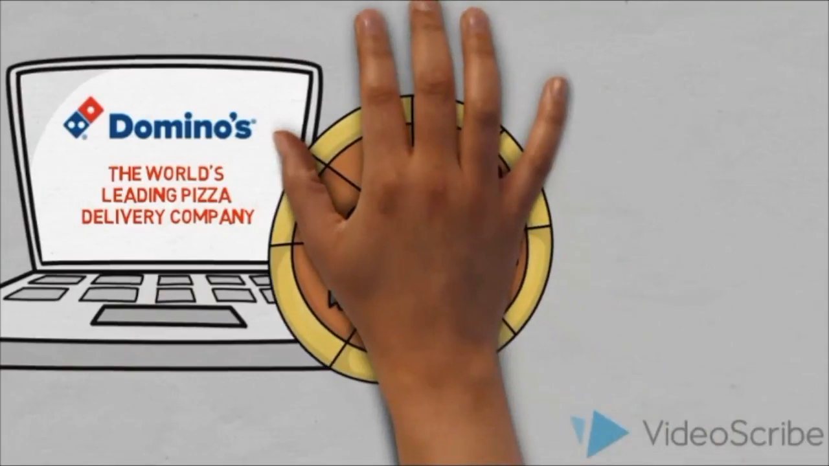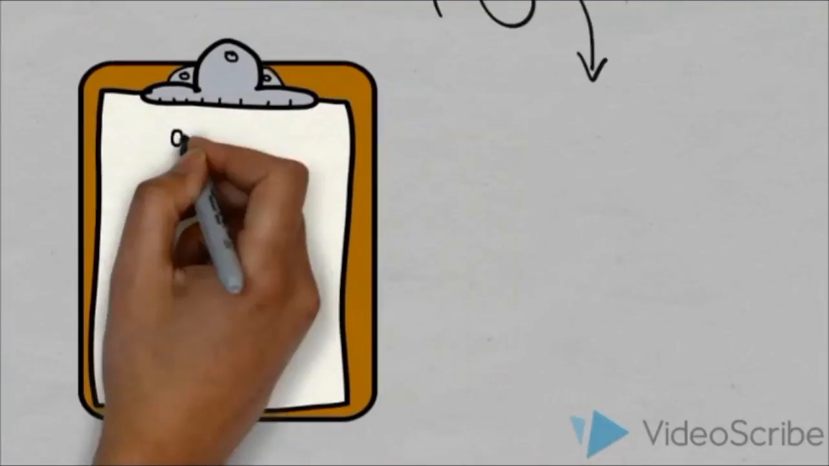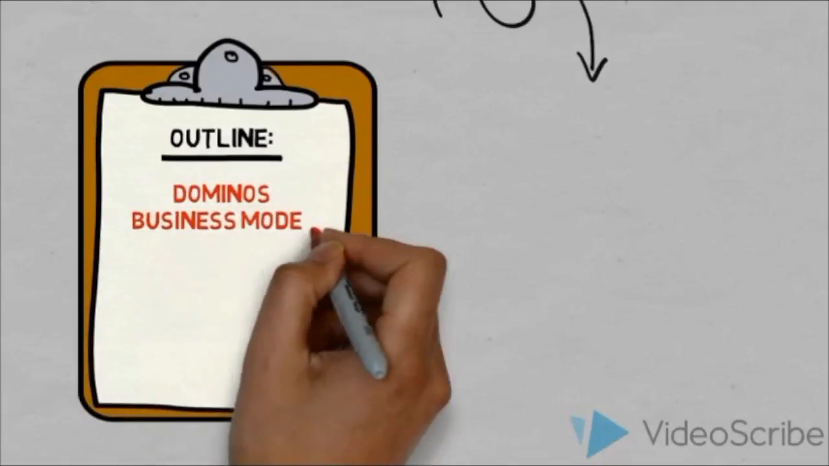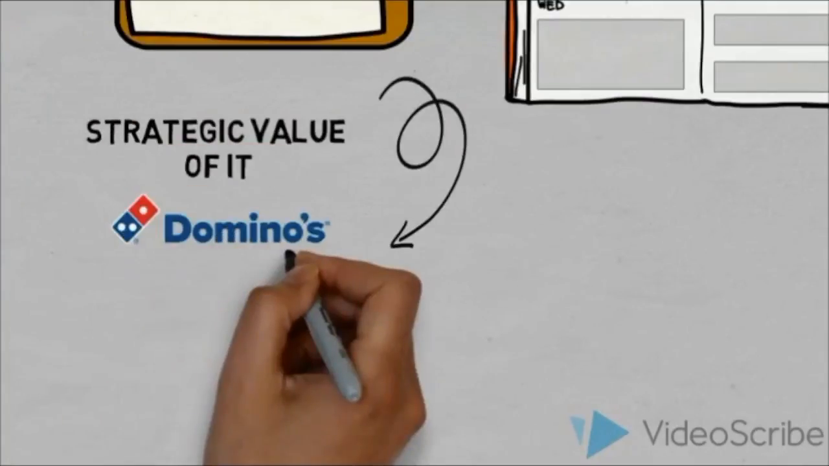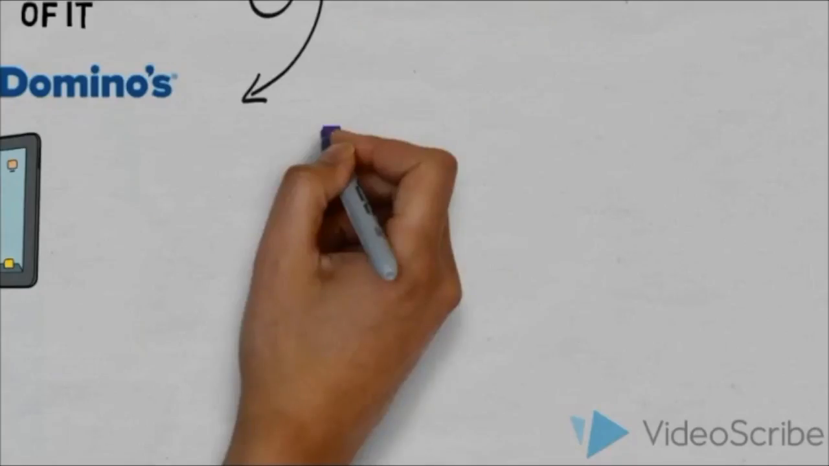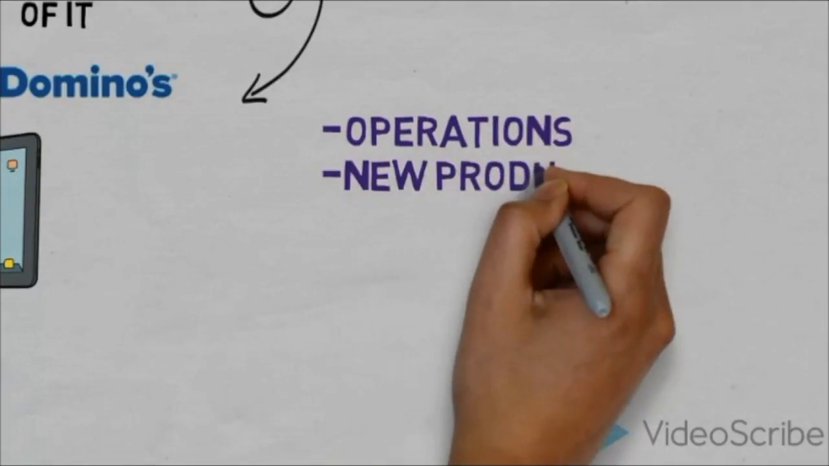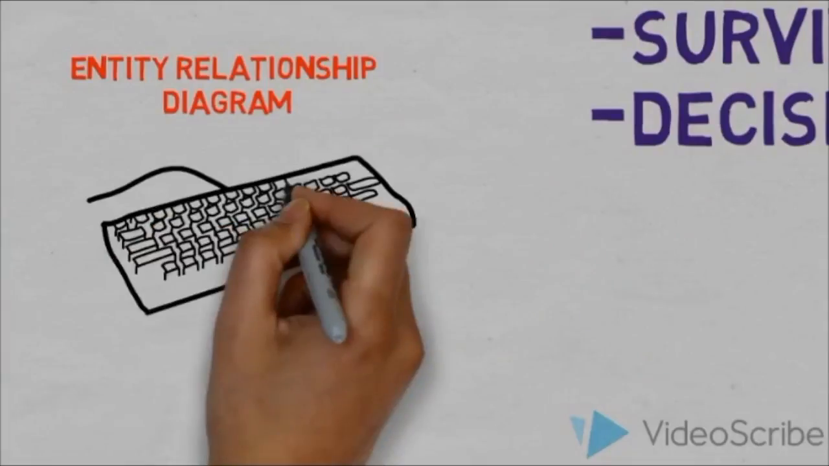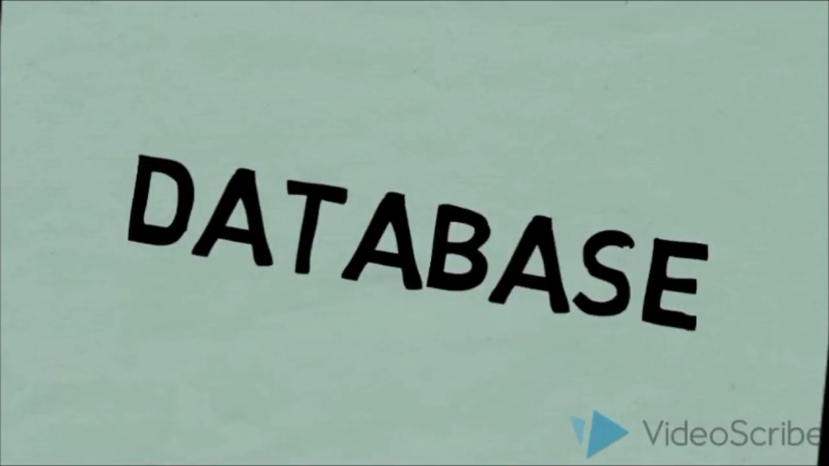In this video, we'll be talking about the following areas. First of all, we'll be looking at Domino's business model. Then we'll move to talk about the strategic value of IT, including such sections as operations, new products, customer intimacy, competition, survival, and decision making. Then we'll go on to discuss the possible data model, including an entity relationship diagram and a database based on this model.